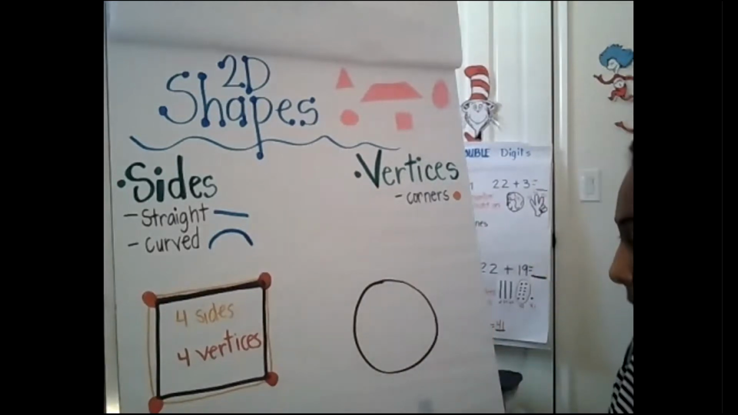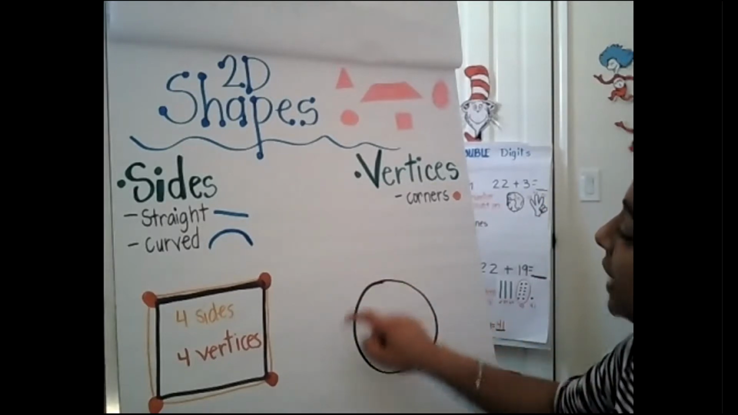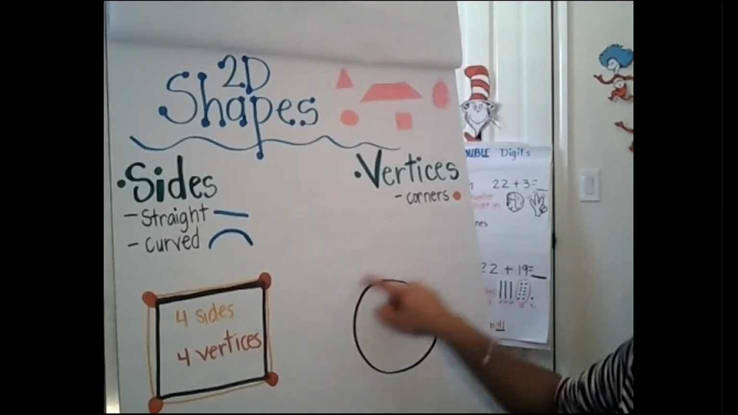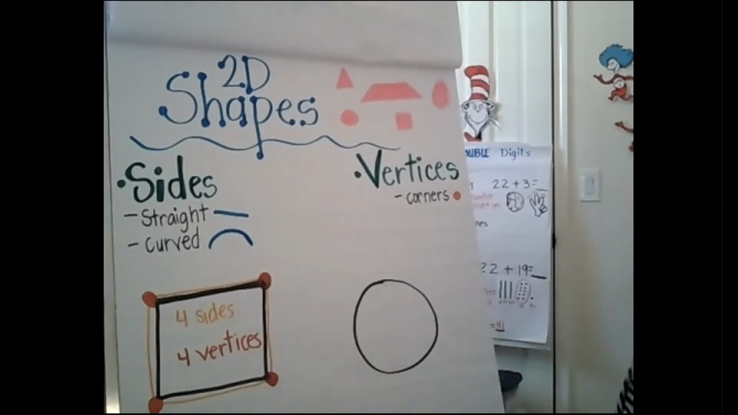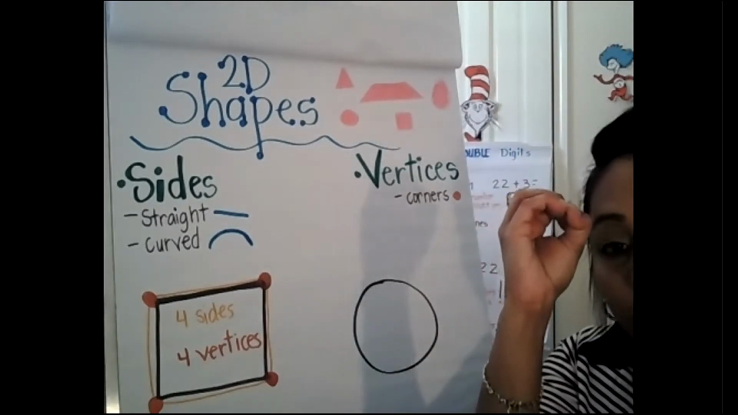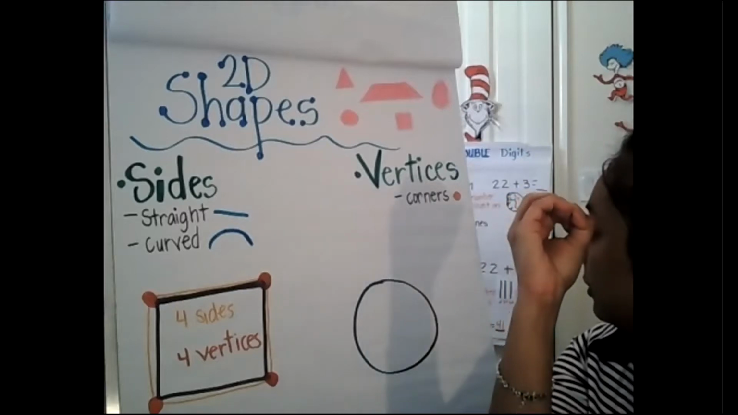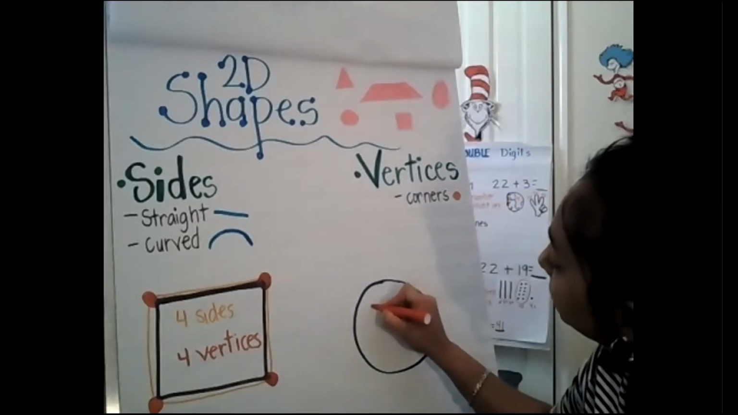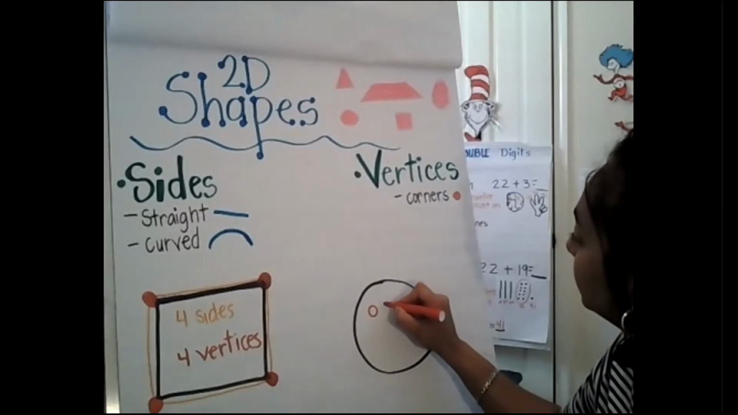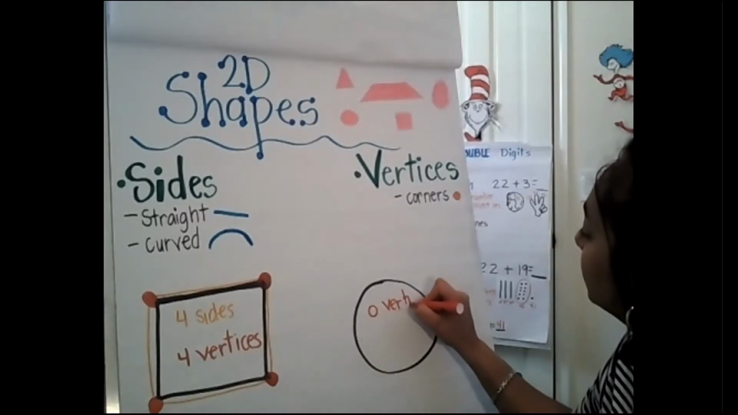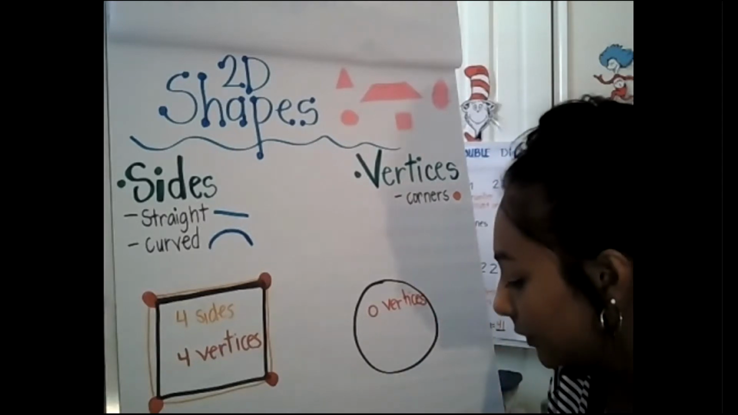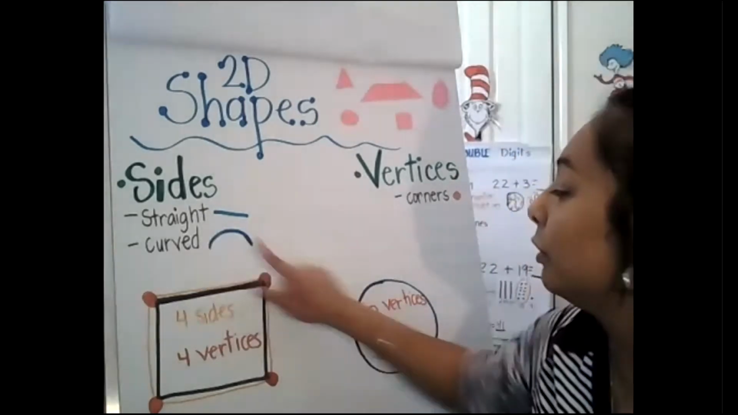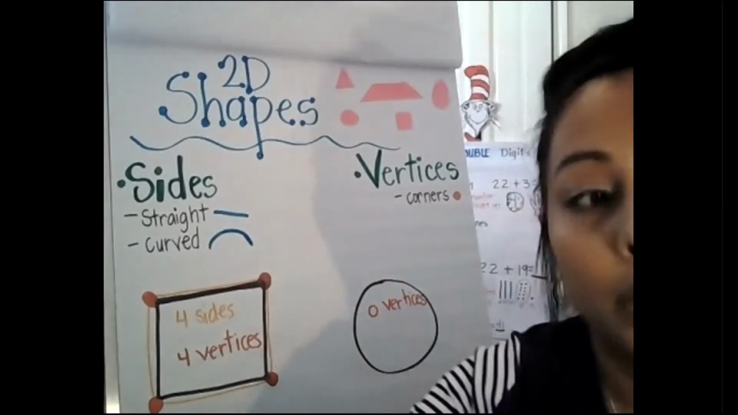Over here, I'm going to just quickly draw a circle. Ahí ella está pintando un círculo. Okay, and all the sides are curved. So really, todos los lados tienen curva, and it has 0 vertices, 0 corners. Tiene 0 vértices, 0 esquinas. Okay, 0. And the sides are curved. Y curvado.